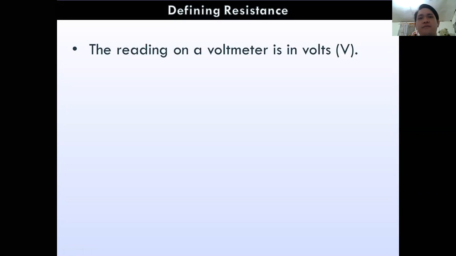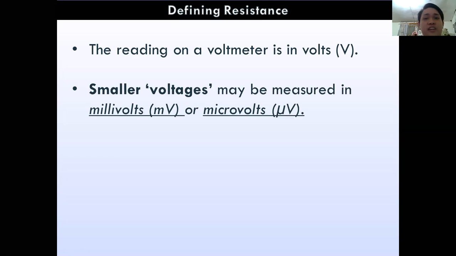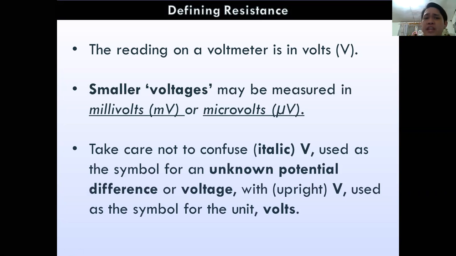The reading on a voltmeter is in volts or V. We all know that one. Smaller voltages may also be measured in millivolts, mV, or microvolts, μV. Take care not to confuse the italic symbol V, used as the symbol for an unknown potential difference or voltage, with the upright capital V, used as the symbol for the unit, volts.